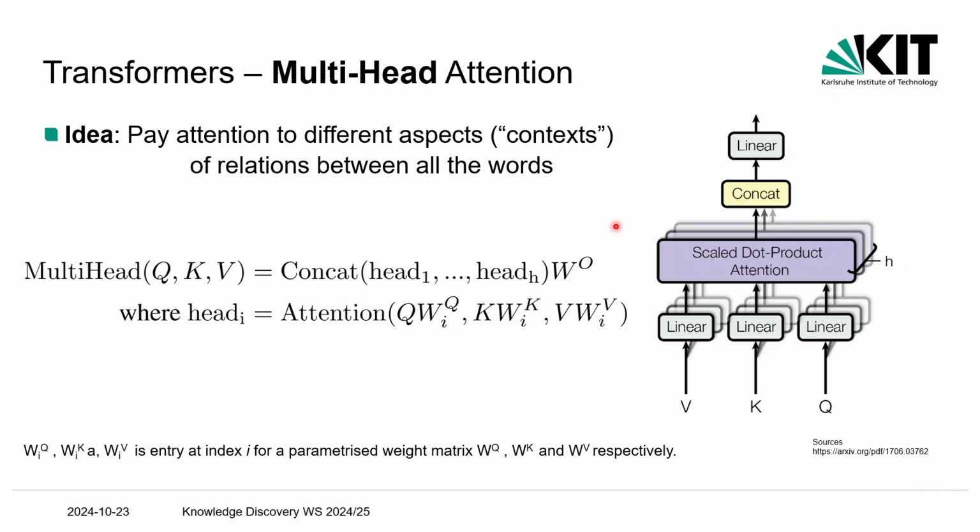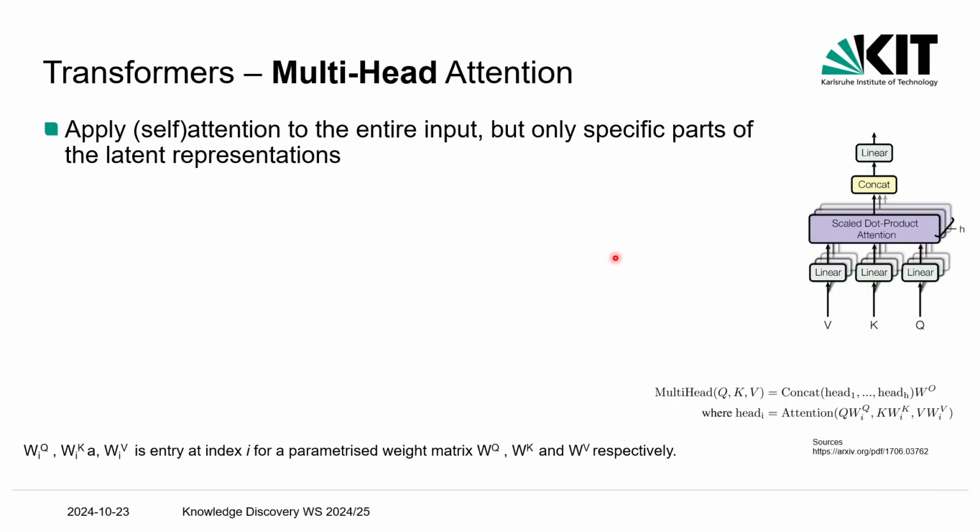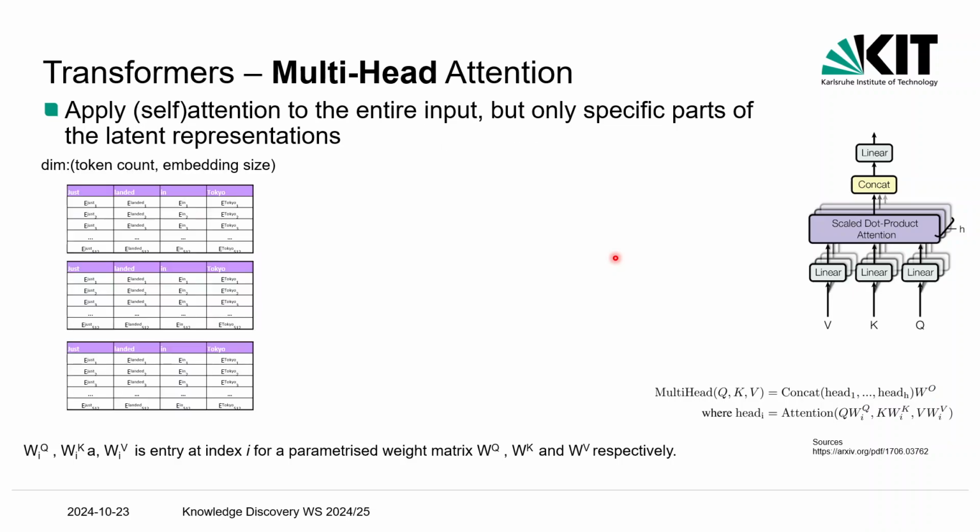As we have seen the attention mechanism before, we'll now go a bit deeper into how you actually construct those different heads based on the attention mechanism. So for the multi-head attention, we apply self-attention to the entire input, right? But we only take specific parts of it as the latent representations each time. So it might look something like this here, where we have the three matrices Q, K, and V each time with the dimensions token count, embedding size.